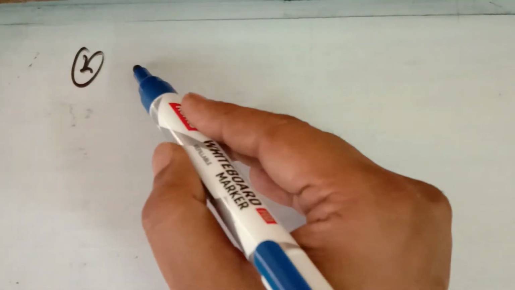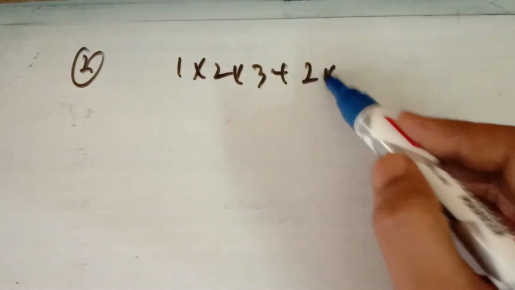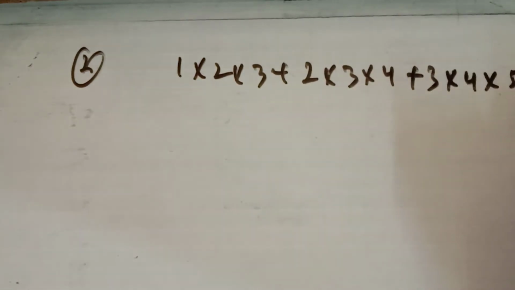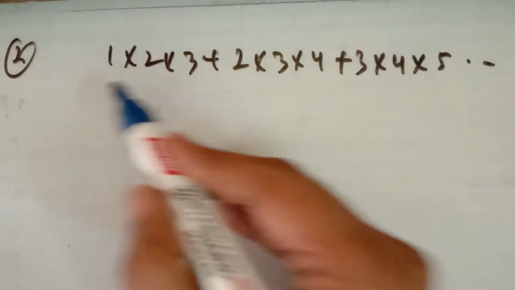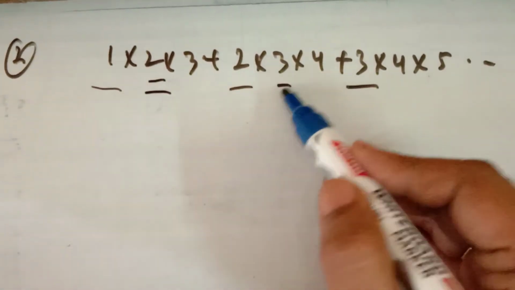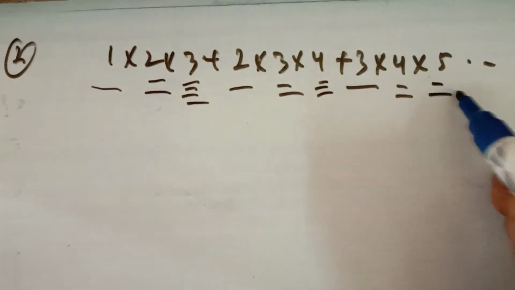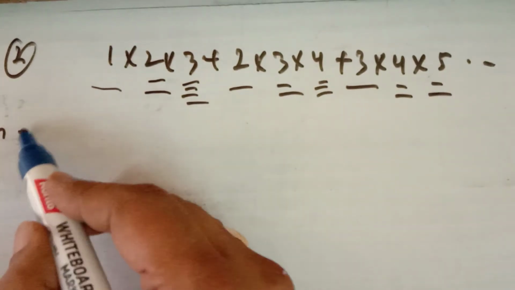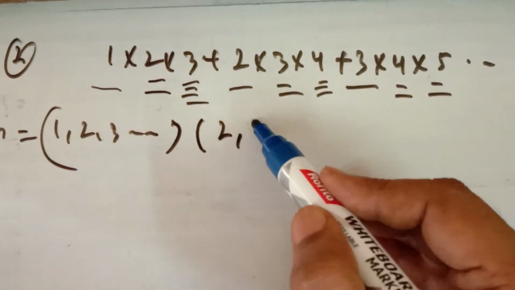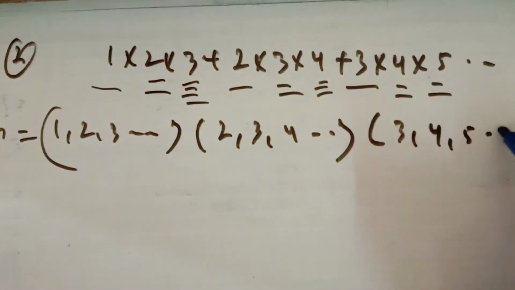The second is 1 into 2 into 3 plus 2 into 3 into 4 plus 3 into 4 into 5 and so on. If you see it carefully, this is the first term, then we have this, and then we have this. So individually they are forming an AP. So it will be 1, 2, 3 and so on. Next will be 2, 3, 4 and so on. The next is 3, 4, 5 and so on.